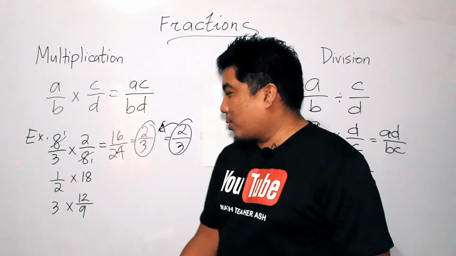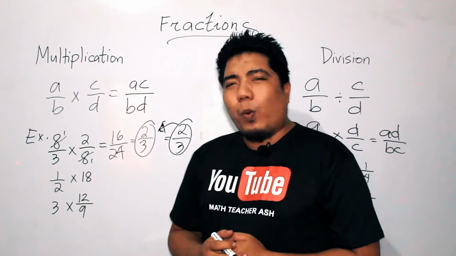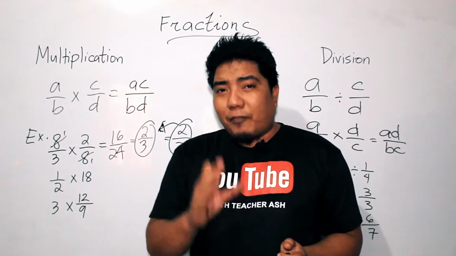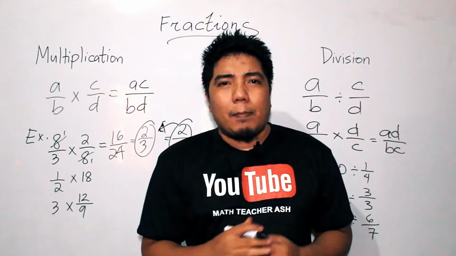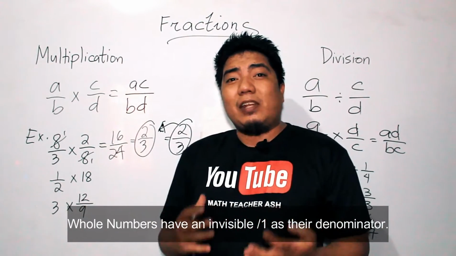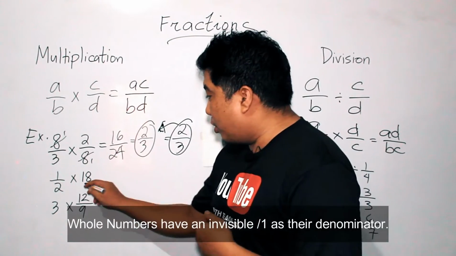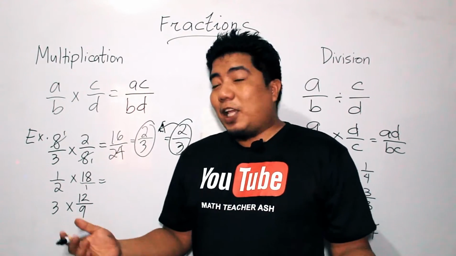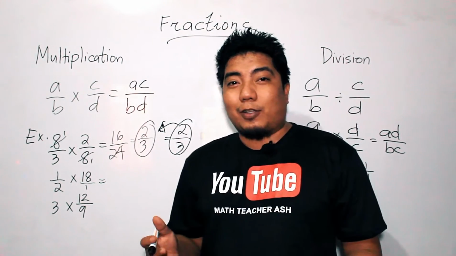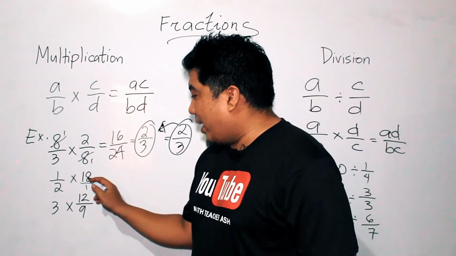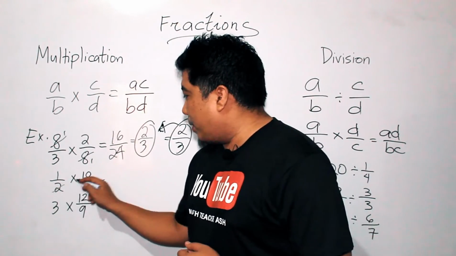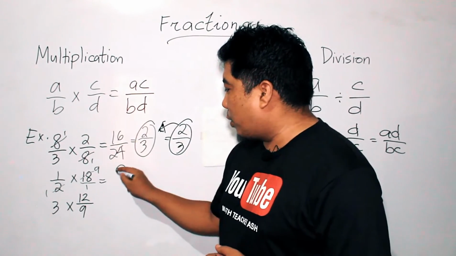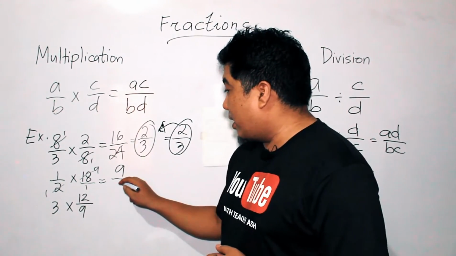Easy, right? Now, let us go to our second example. We have here 1/2 times 18. Now, 18 is a whole number, right? So, how do you multiply a fraction by a whole number? Easy. Remember always that all whole numbers have an invisible 1 as their denominator. So, that is 1. Now, if we apply our cancellation, 18 and 2 have a common factor, which is 2. If you divide 18 by 2, that is 9, and 2 divided by 2 is 1. So, 1 times 9 will become 9, and 1 times 1 is 1.